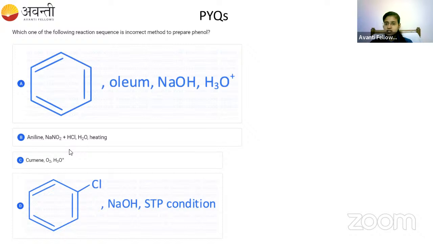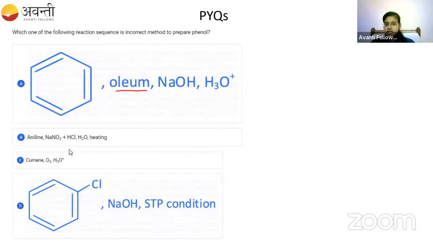Has anyone got the answer for this? Option A? No, it is correct only. Option A is correct because we have prepared phenol from the oleum, right? So do you remember that reaction? I have told you, right?